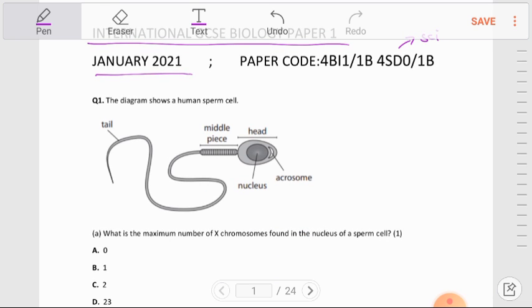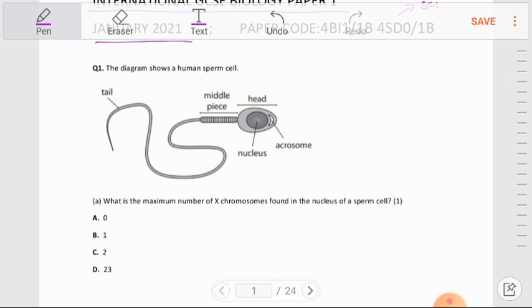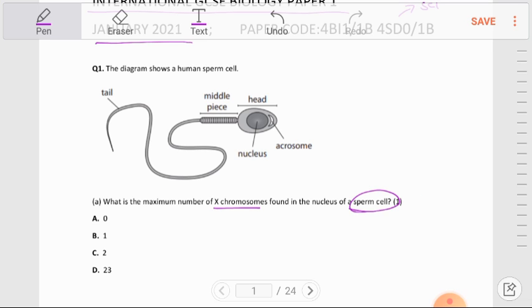The diagram shows a human sperm cell. Part A. What is the maximum number of X chromosomes found in the nucleus of a sperm cell? So we all know that sperm cells are gamete cells and gamete cells are always haploid, right? They are haploid cells and they always have 23 chromosomes, not 23 pairs but 23 chromosomes. That means the sperm cells will have one chromosome from each pair. So they have only 23 chromosomes.